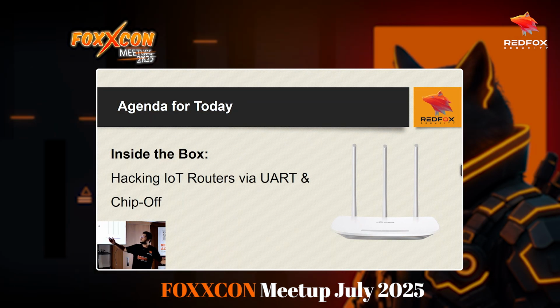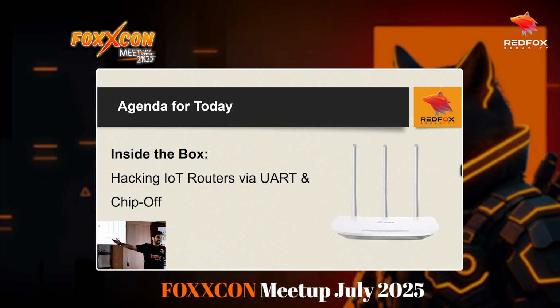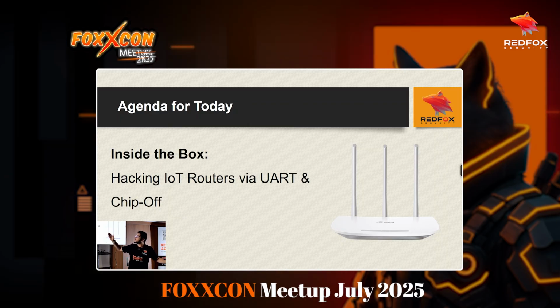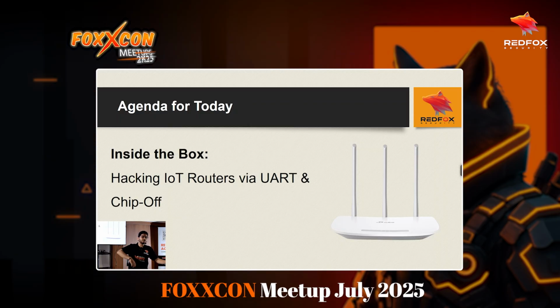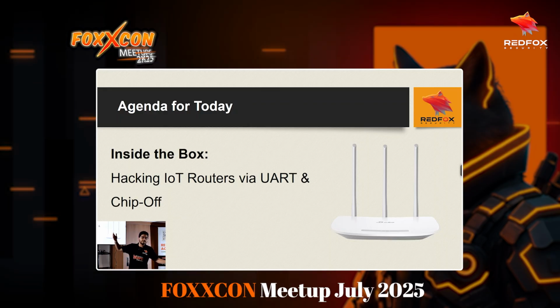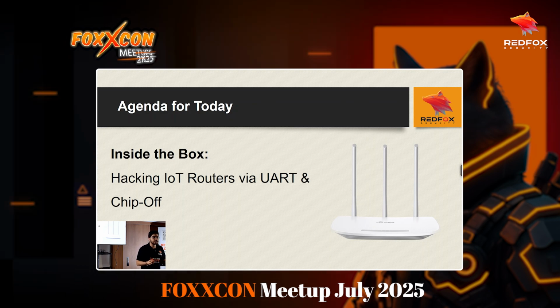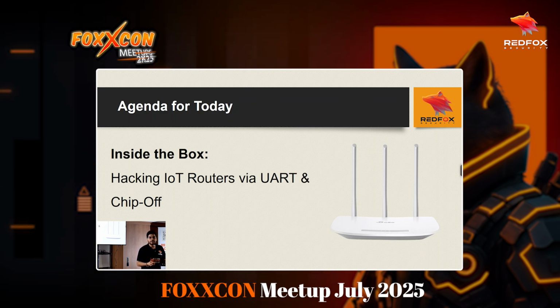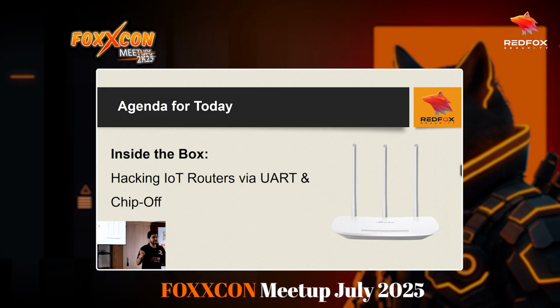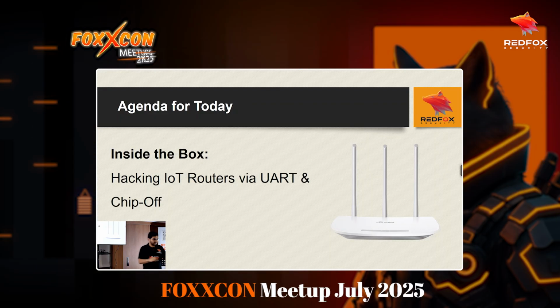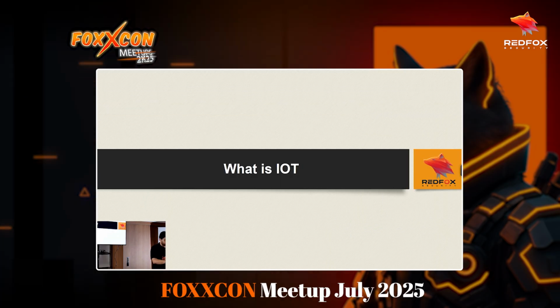So the agenda for today is inside the box instead of outside the box, because generally what people do is look from the outside. Hacking IoT routers via UART and chip off. So today we'll be discussing serial communication, how it works, what types are being used in the wild, and why exactly it exists in the first place. So just getting started.